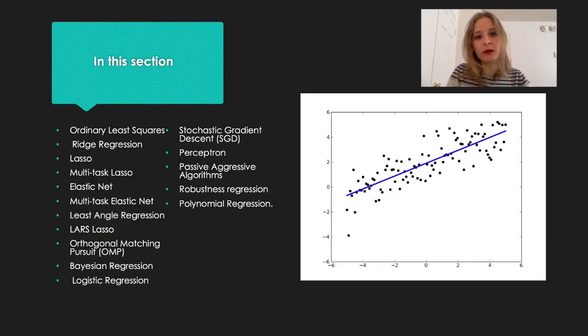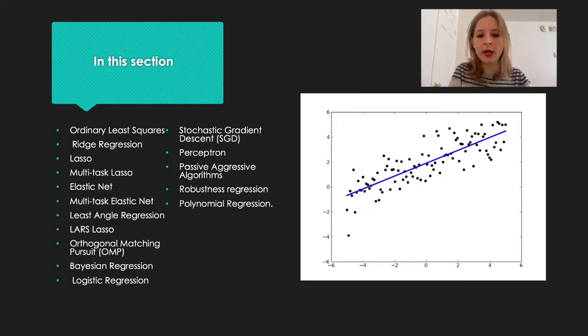Scikit-learn actually offers multiple different models that we are going to be exploring. We're going to start with ordinary least squares, but we also have ridge regression, lasso, multitask lasso, elastic net, multitask elastic net, etc. You can see these two columns that I have here. And the illustration that we have, we're going to be referring to it later.